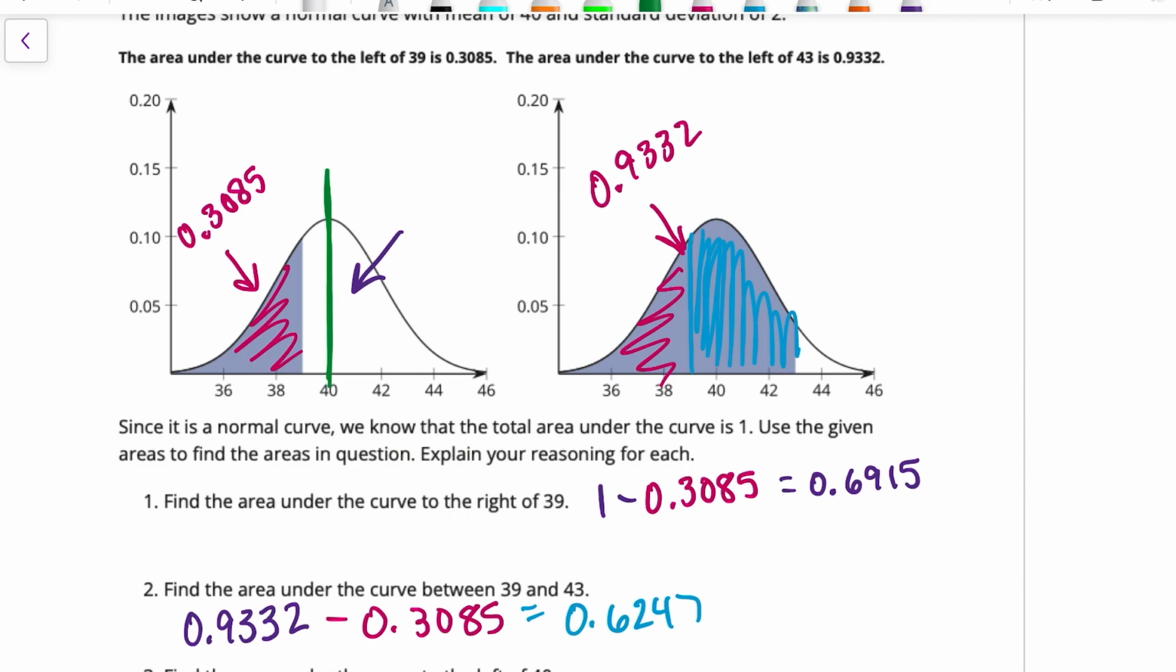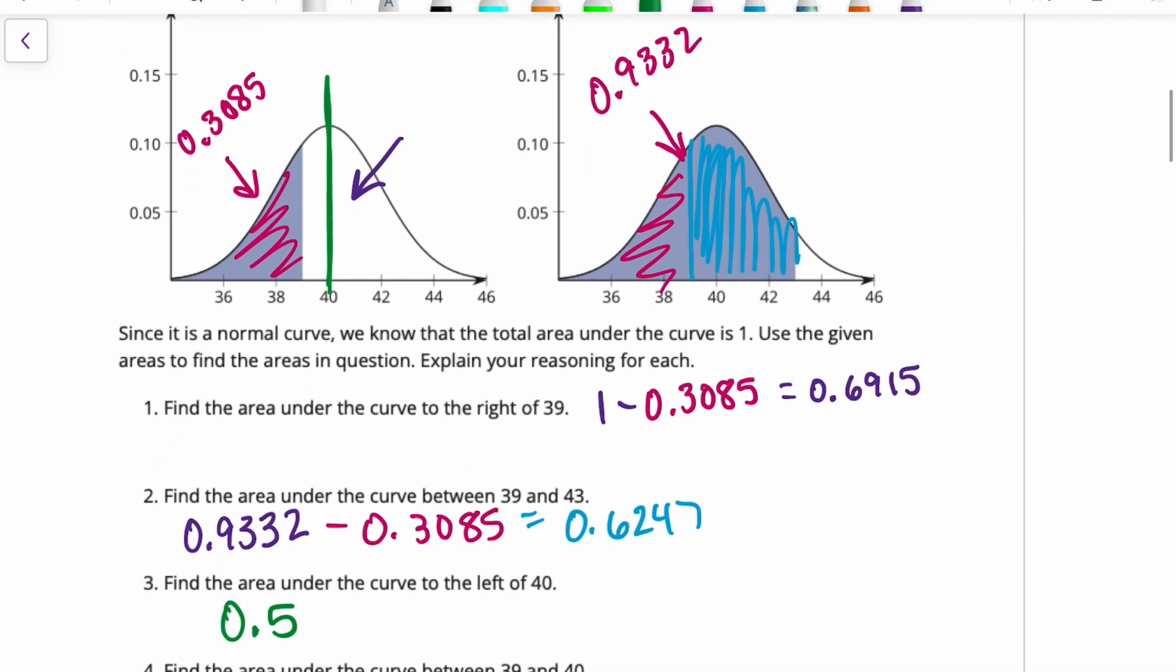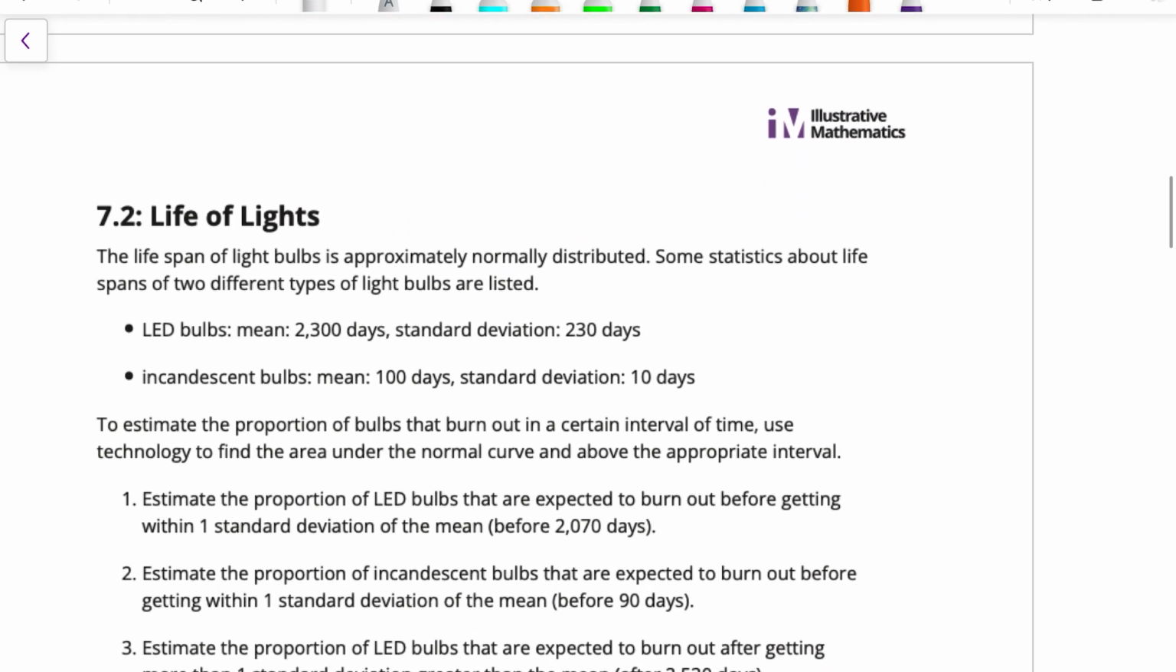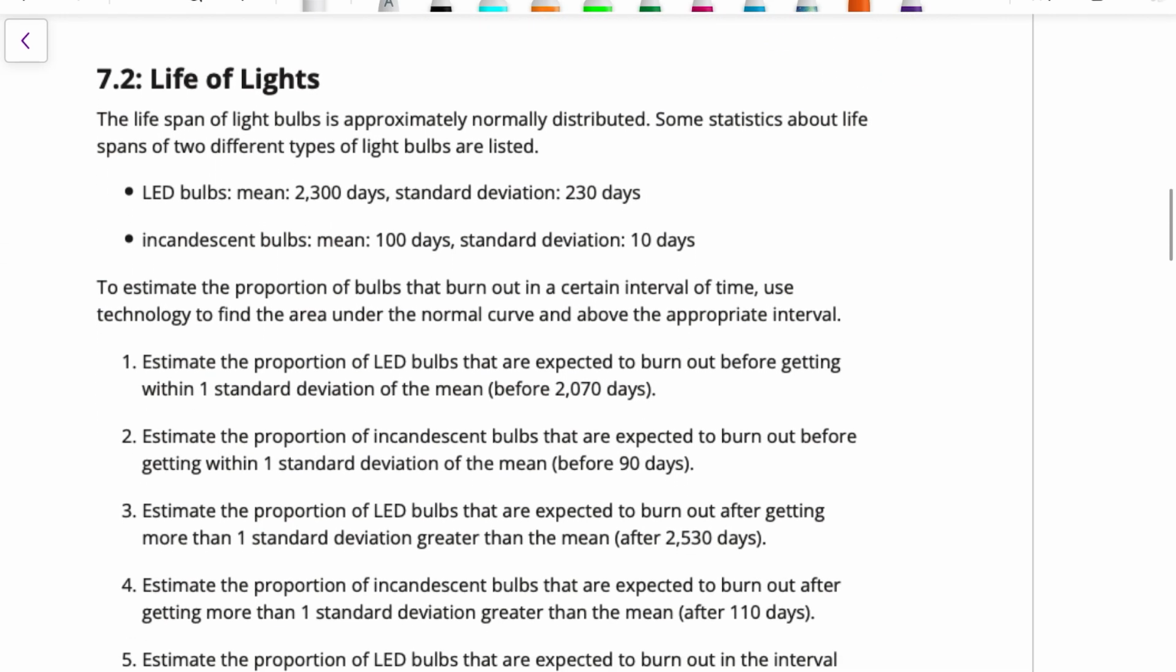All right, and then find the area under the curve between 39 and 40. Well, if we know that to the left of 40 is 0.5, and we take away what's to the left of 39, we end up with what's in between, which would be this area, and that would be 0.1915. So that's how you can find different areas under the curve once you have certain numbers that are given to you.